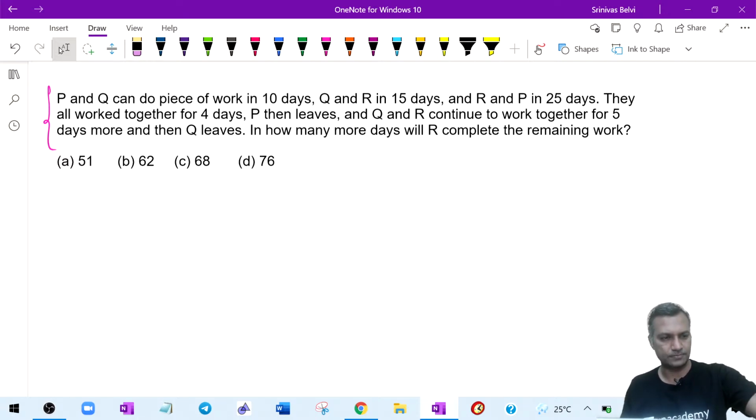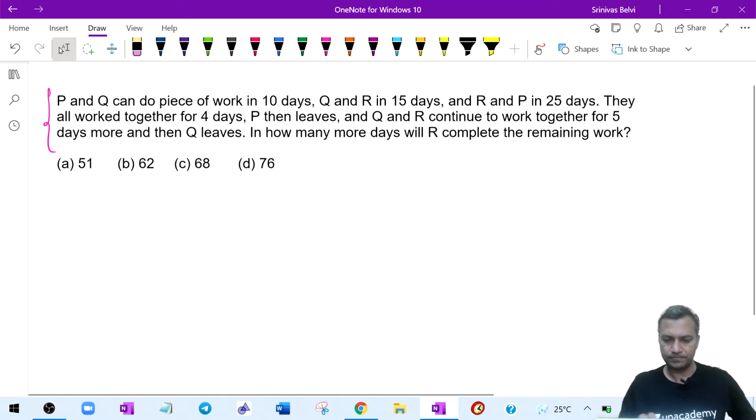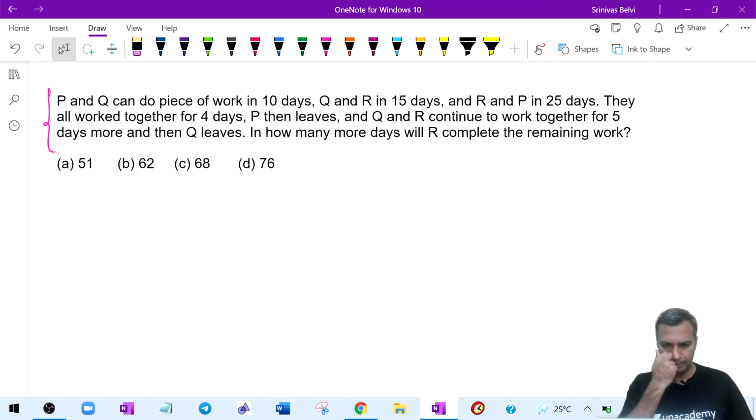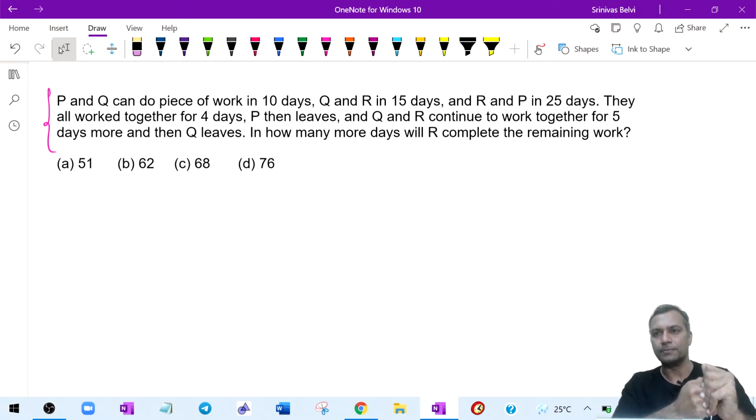Try your hands on this. Just push your mind a little bit. Let your fingers move a little bit before we tackle the CAT question.